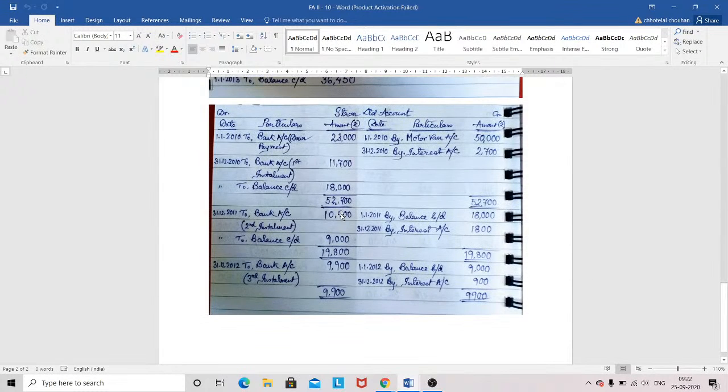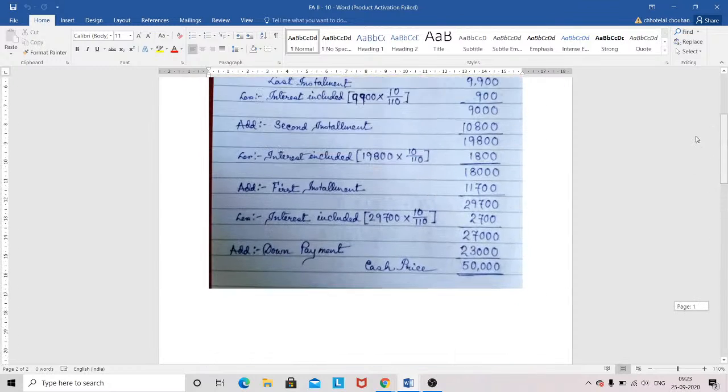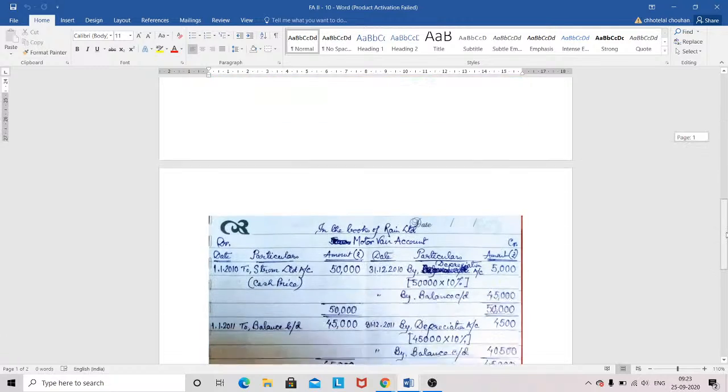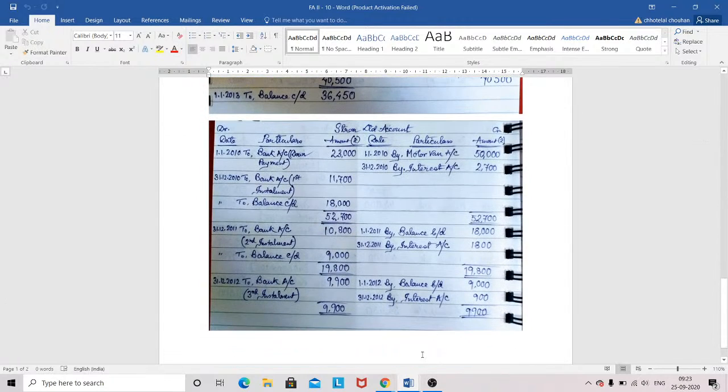Actually in hire vendor account you have to charge interest, which is 1,800. You can calculate on the balance, that means you can take 10% on this 18,000, otherwise here it is already calculated in the workings. How much was the second interest? The second interest was 1,800. Okay, so that same 1,800 we put here. So what is the second installment? They have mentioned the value of the second installment is 10,800. So your balance sheet is 9,000.